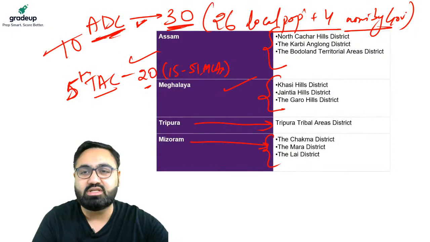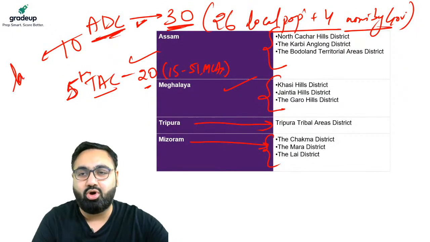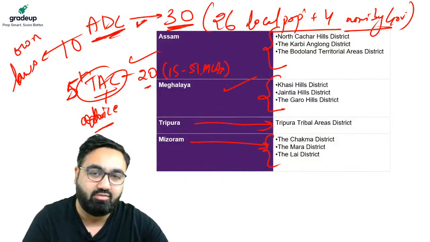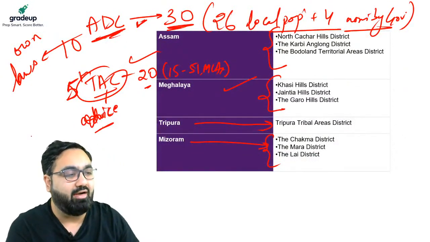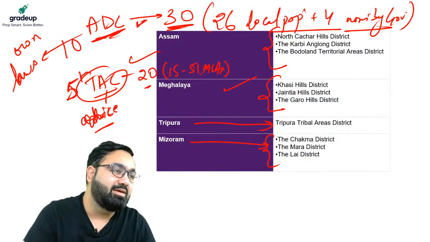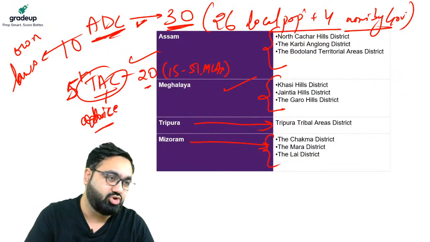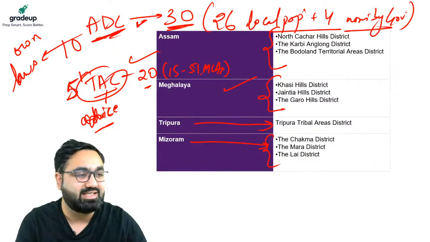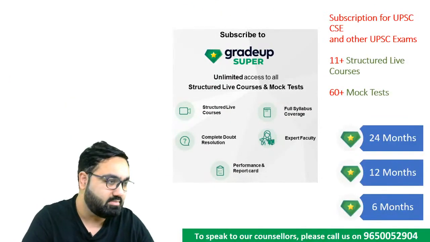In the Autonomous District Council, they can make their own laws, but Tribal Advisory Council can only advise the government on what kind of laws should be made, what kind of laws should not be made. They don't have their own power. That is the major difference between the two. So remember, how is 5th schedule and 6th schedule different from each other?